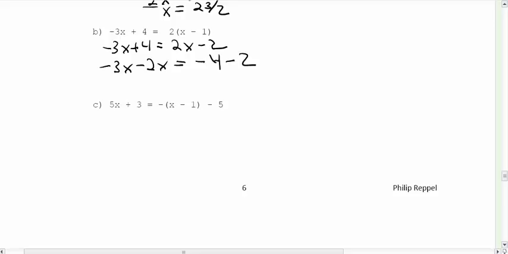So let's stop it and watch what we're doing here. If I moved it, I changed the sign. If I didn't move it, it kept the sign. The -3 stayed, the 4 moved, the 2 moved, the -2 stayed. -3 minus 2 is -5x. Combine like terms. -4 minus 2 is -6. Now I'm ready to move the coefficient. I'm multiplying by -5. I'm going to divide by -5.